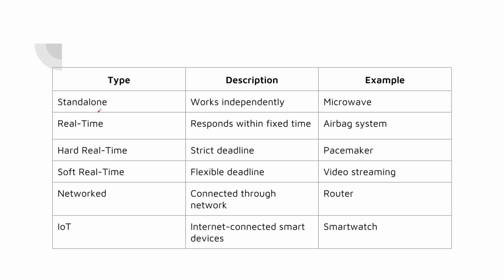So these are the types that we have seen, with their descriptions as well as examples. A standalone system works independently. A real-time system responds within a fixed time. A hard real-time system is where the deadline is very strict. Soft real-time means the deadline is flexible when compared to a hard real-time system. A network embedded system is connected through the network, whereas an IoT system is connected to the internet as well as handles the data also. So these are the types of embedded system as well as their descriptions.